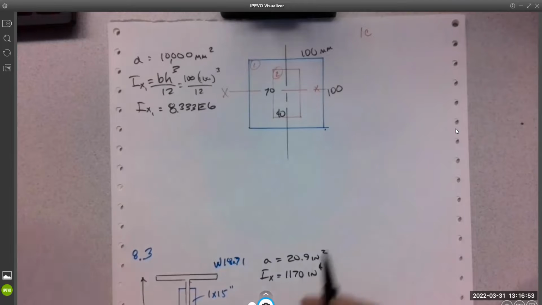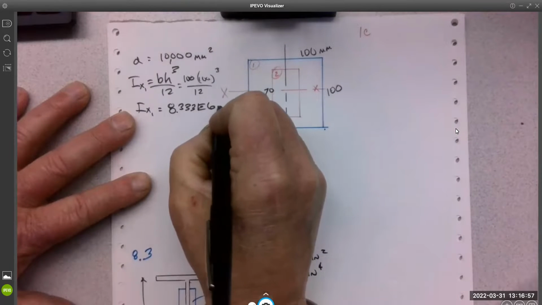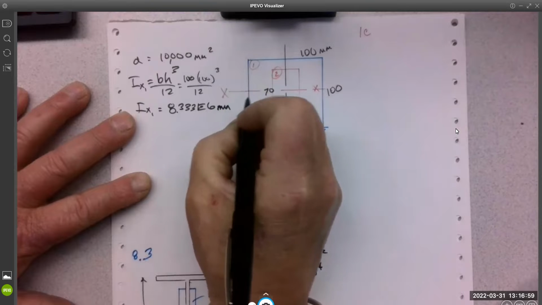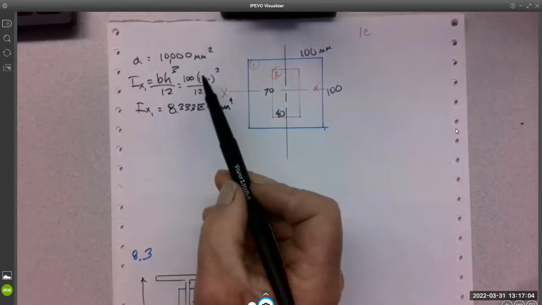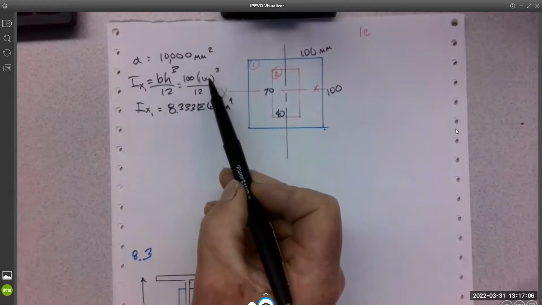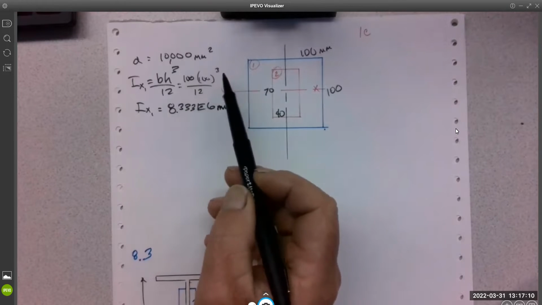Okay. And then the units are to the 4. Yeah, so you got millimeters to the 3rd here, multiplied by millimeters, millimeters to the 4th. Inertia is always to the 4th.